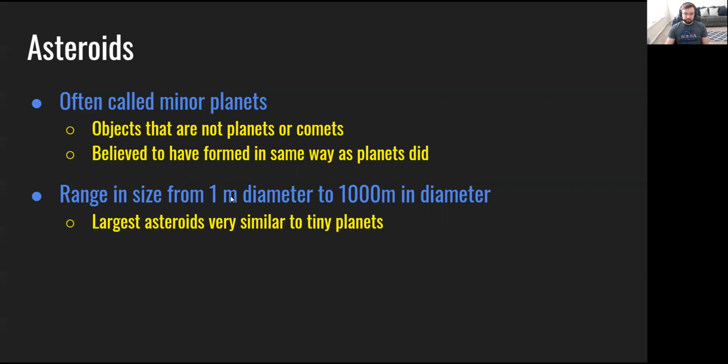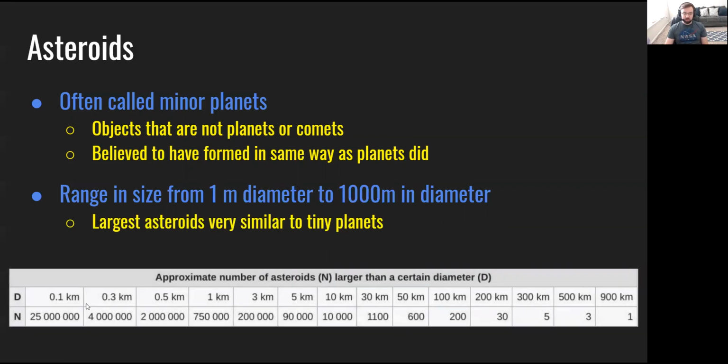They range in size from 1 meter in diameter to 1,000 meters in diameter. So from kind of small to really, really big. The largest ones are very similar to tiny planets. So you can see down here, there's a chart showing you how many there are of about each size. Asteroids with a diameter of less than 1 kilometer or 0.1 kilometer, there's about 25 million of them. And remember, these are just estimates. Then you start getting into the larger ones, 50-kilometer diameter, about 600, 200 kilometers, 30, 900 kilometers, 1. And that's a very special one that I'm going to point out to you.